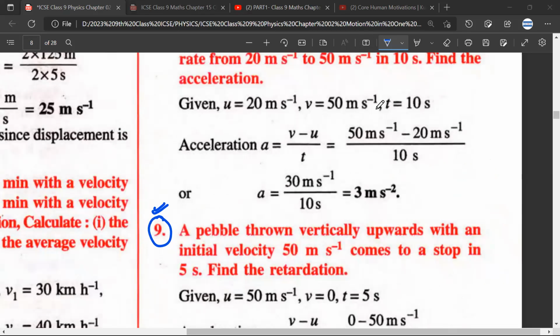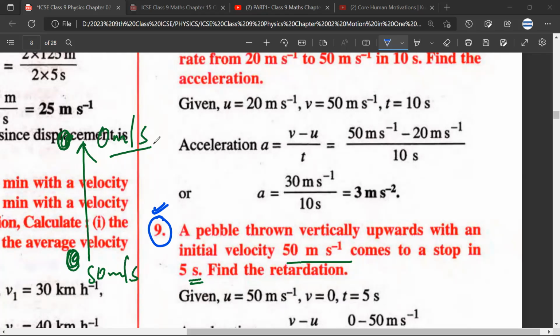A pebble thrown vertically upward with an initial velocity 50 meter per second comes to stop in 5 seconds. Because it is thrown at 50 meter per second, at its highest point it comes to stop. So when it comes to stop, the final velocity will be 0 meter per second.